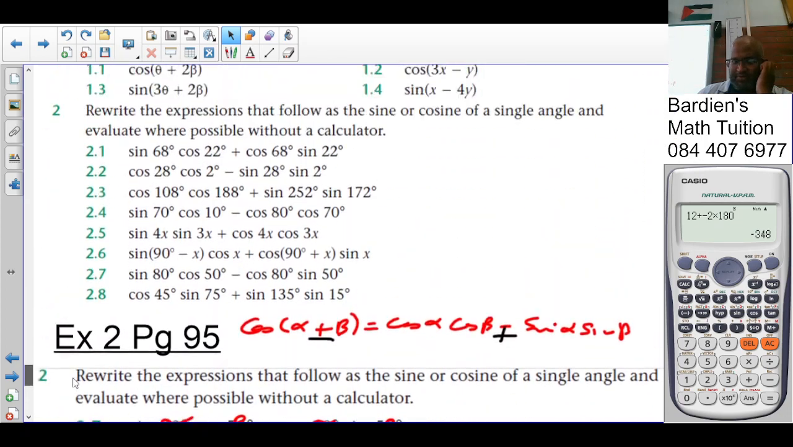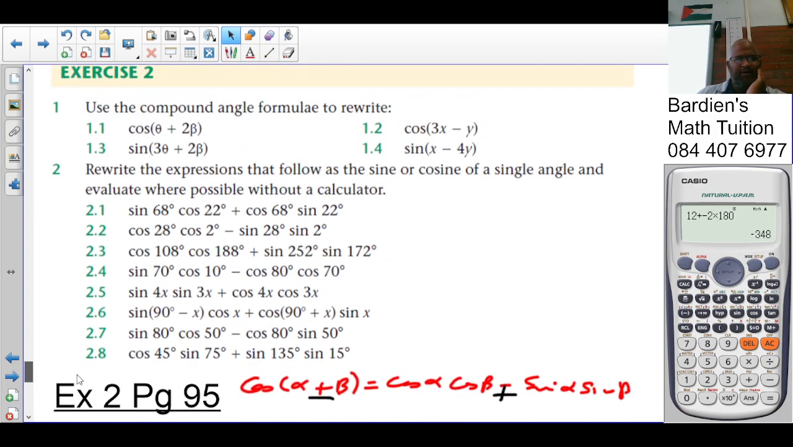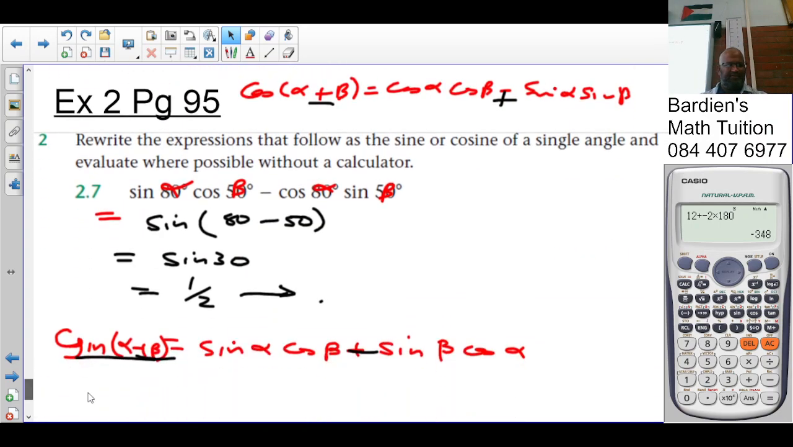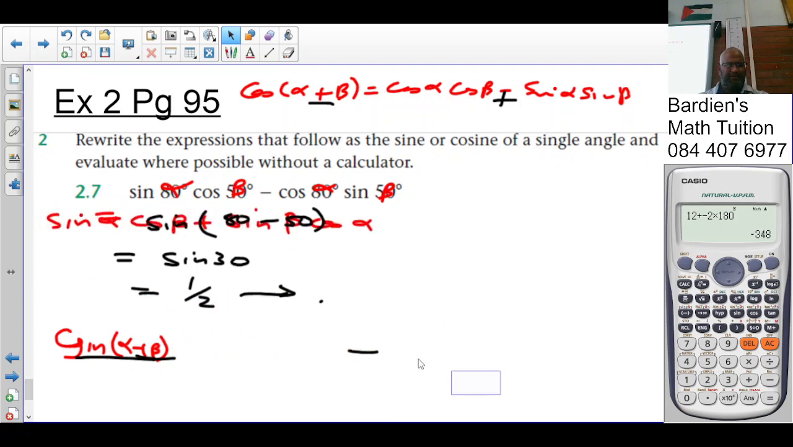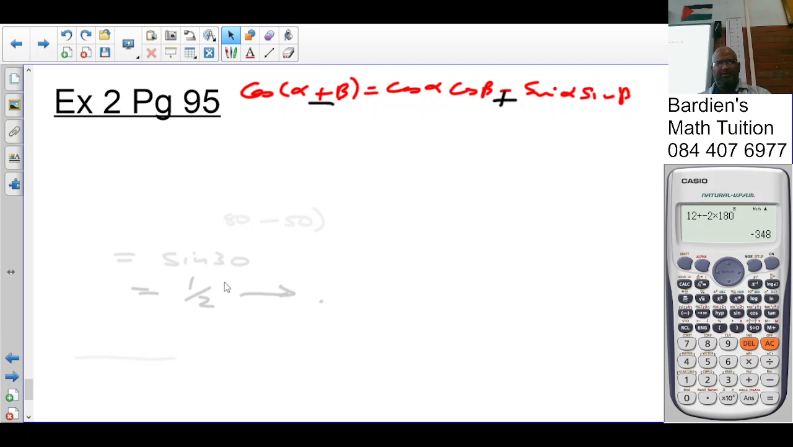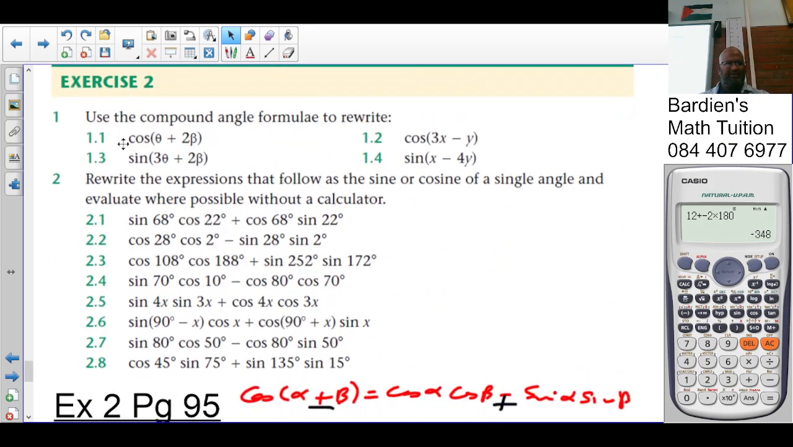So this exercise we're busy with, exercise 2 on page 95. Yesterday we did all the odd numbers. We did 1.1, 1.3, 2.1, 2.3, 2.5, 2.7. Is that correct? Then for homework you had 1.2, 1.4 and the even numbers of number 1 and 2. Any problems with number 1? Number 2? 2.6, 2.8.